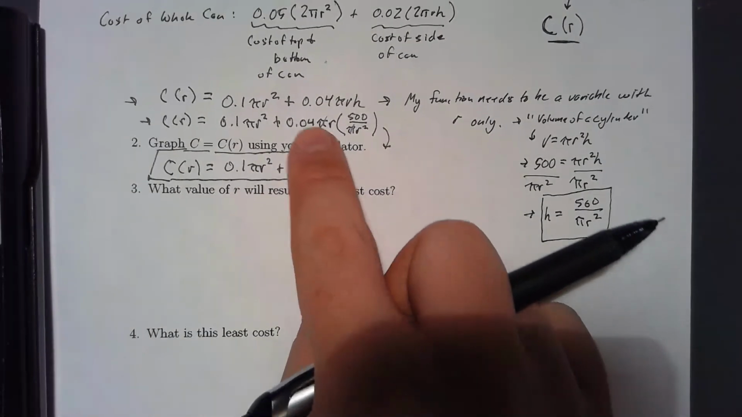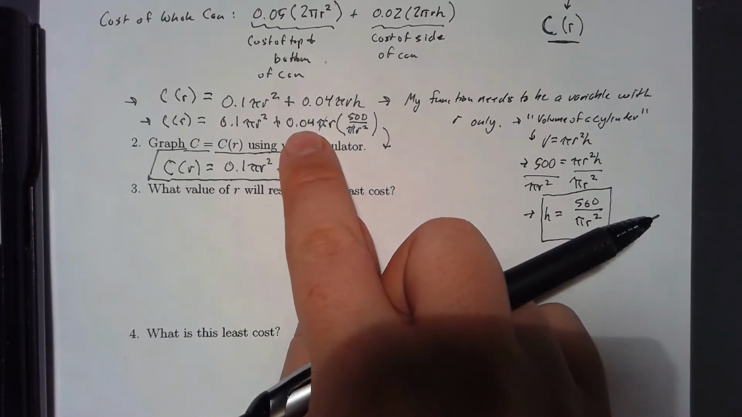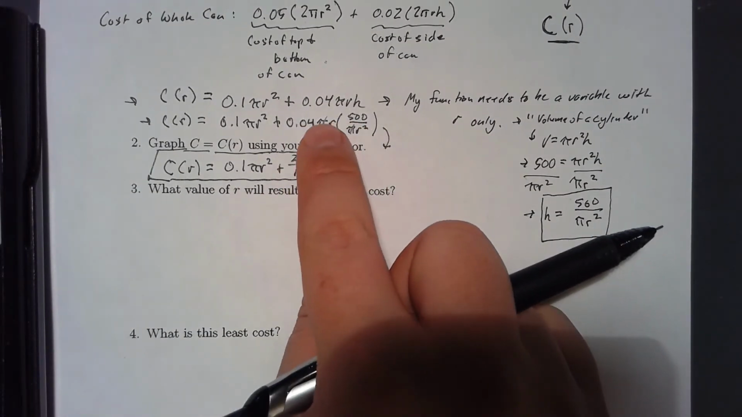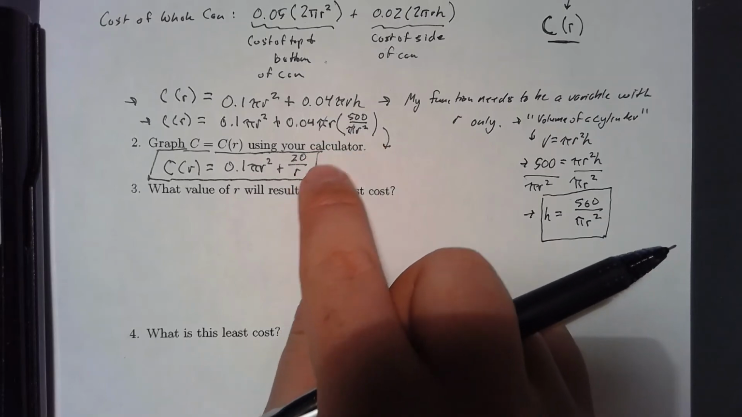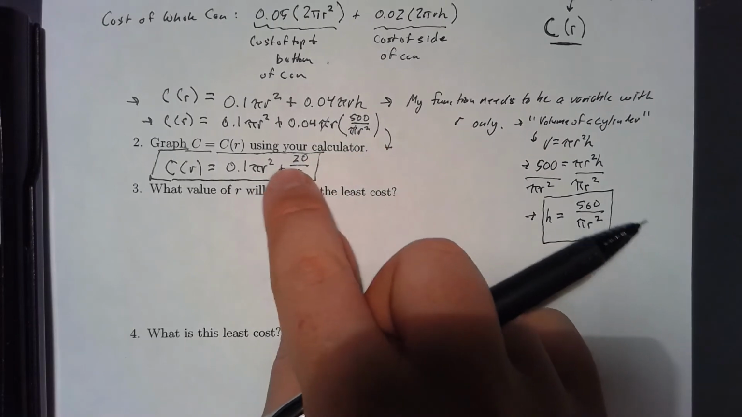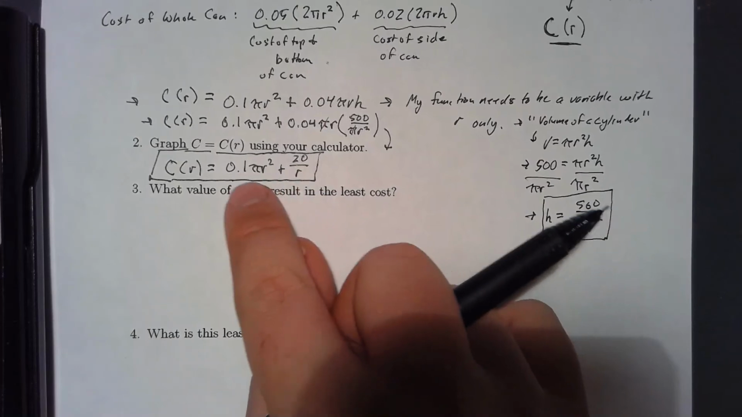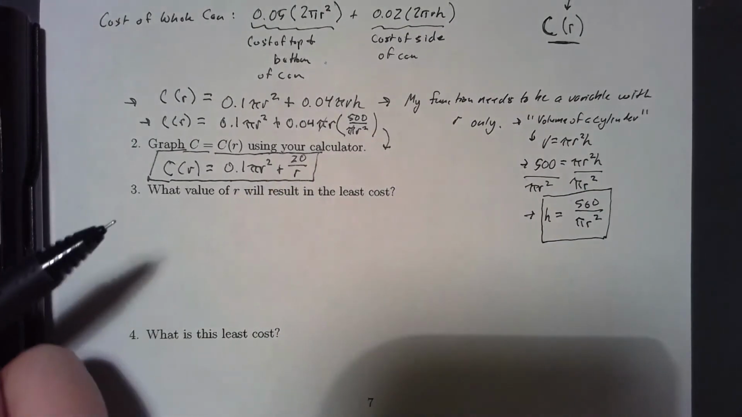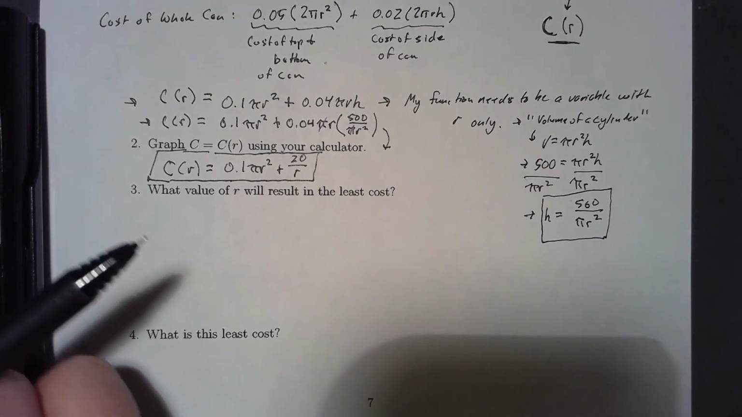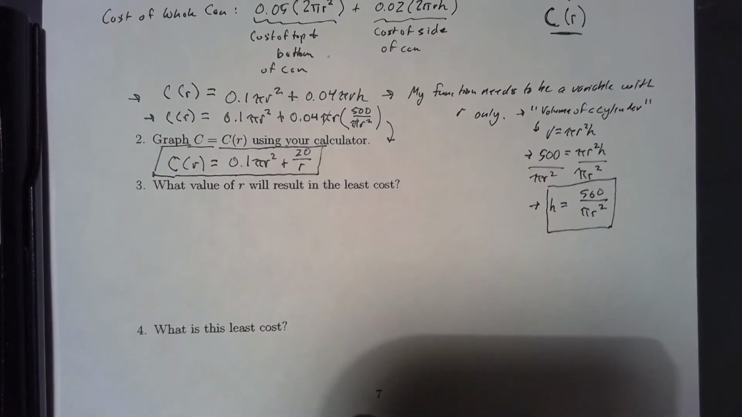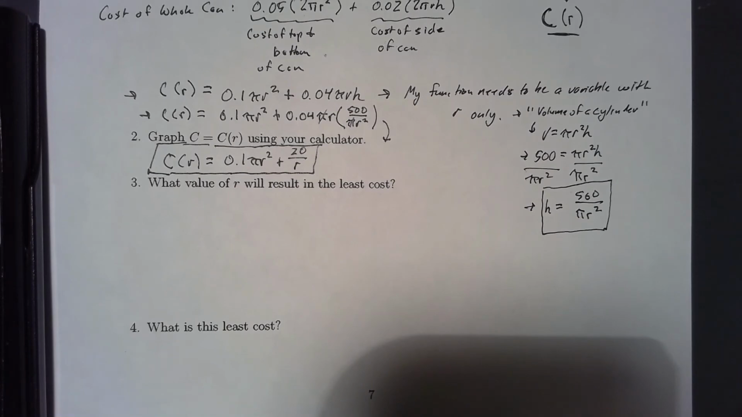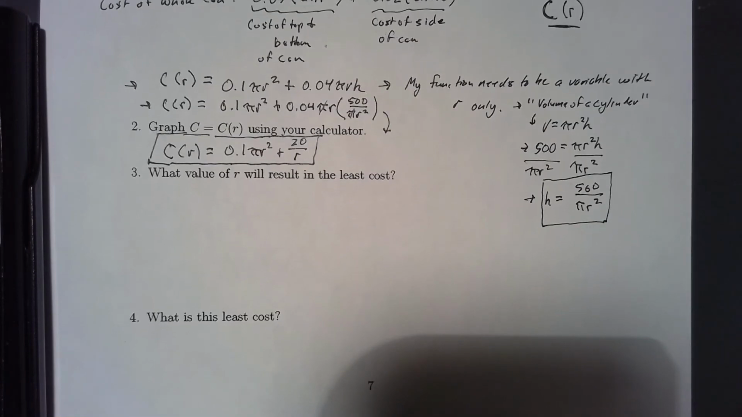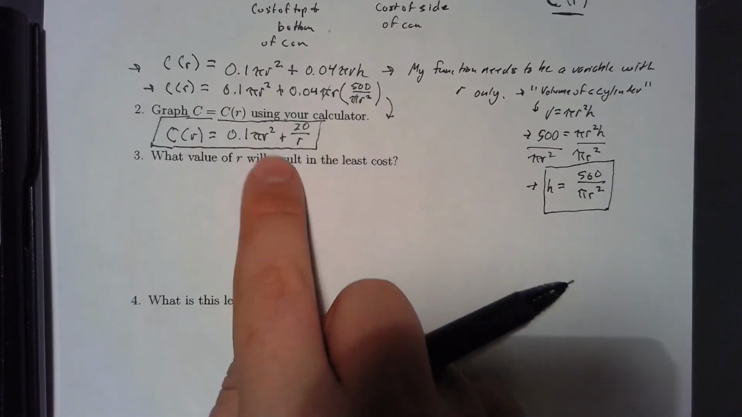Do a little simplification. 0.04 times 500 is 20. The pi's cancel. R over r squared is 1 over r, which is just 20 over r if I keep the 20 in the numerator. So that right there is my cost function. Yeah, a lot of work there to just get a cost function as a measure of the radius. So graph that using your calculator.